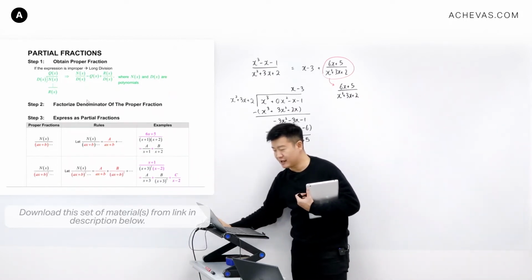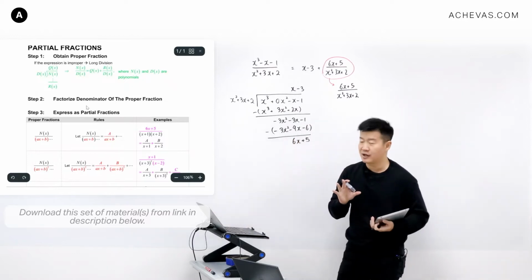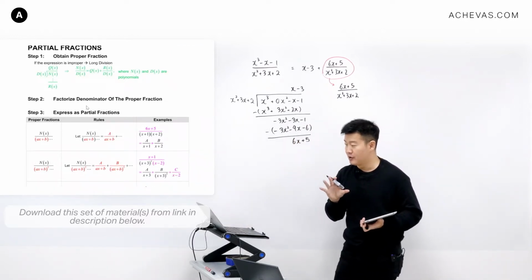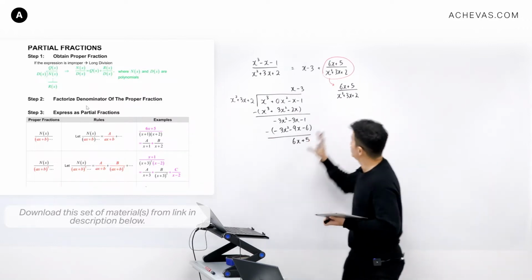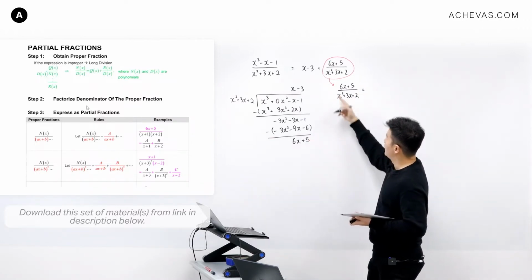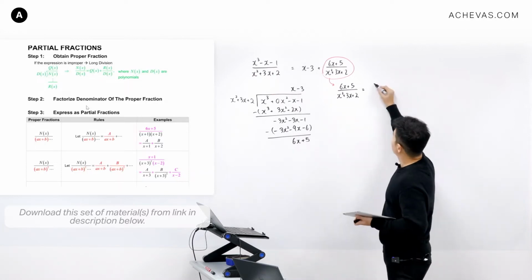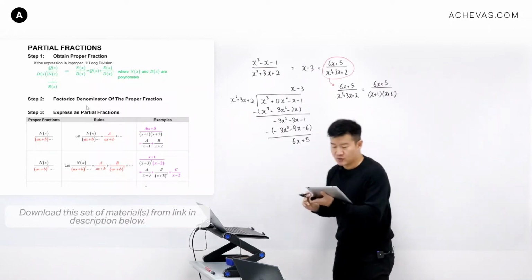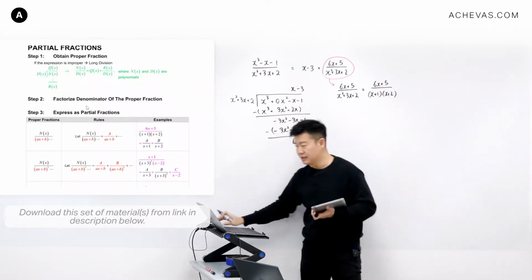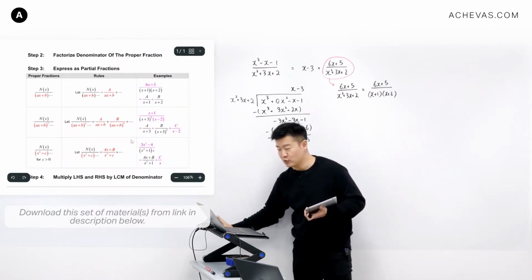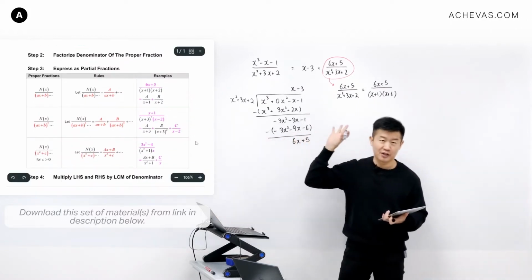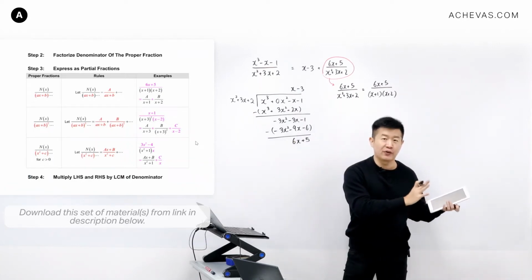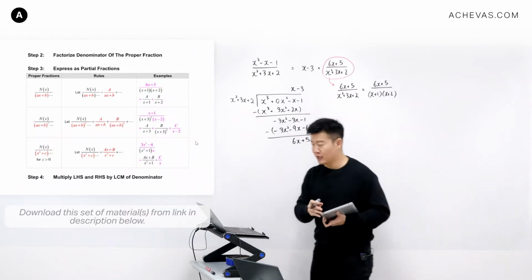Let's move on to the second step. The second step is to make sure that we factorize the denominator as much as possible for the proper fraction portion. So this is the proper fraction portion. For the denominator, let's try to factorize it. So we have 6x plus 5 divided by, for the denominator, x plus 1 and x plus 2. Okay, so now we have already factorized the denominator. The next one is to follow this set of rules to re-express the fraction that we currently have into its partial fractions. So for this set of rules, let me tell you how we can make use of it.